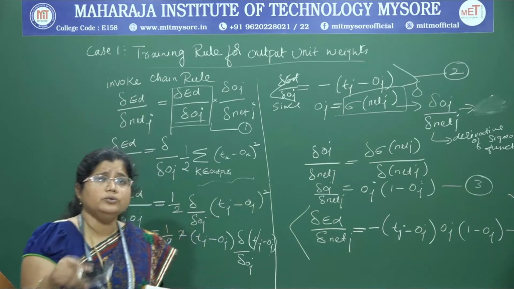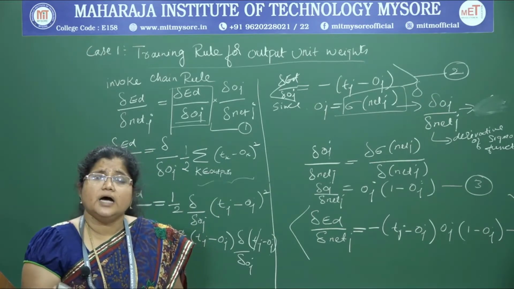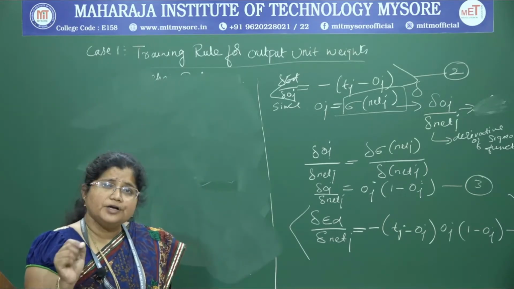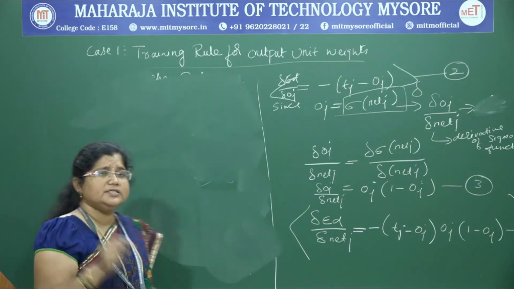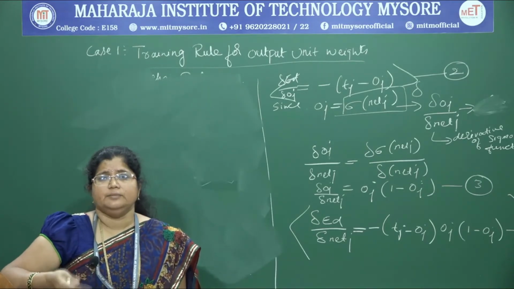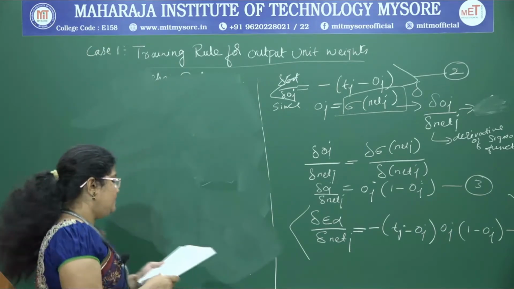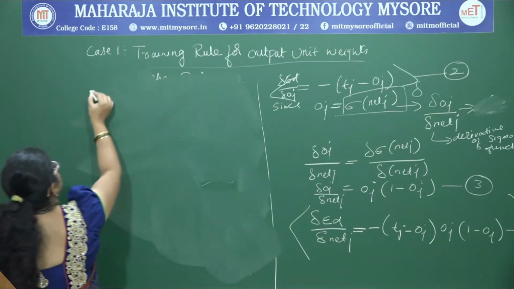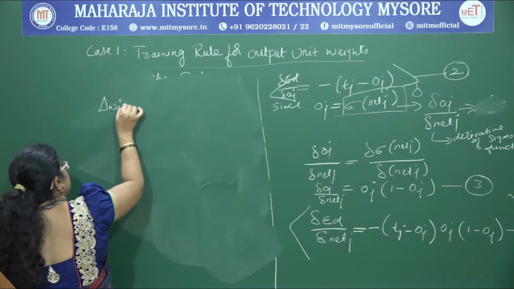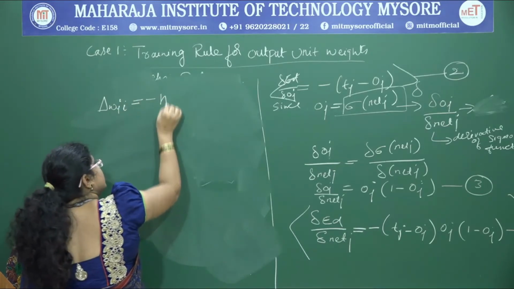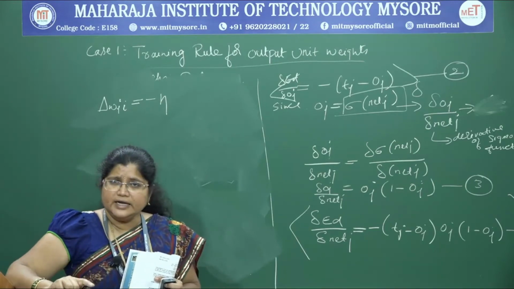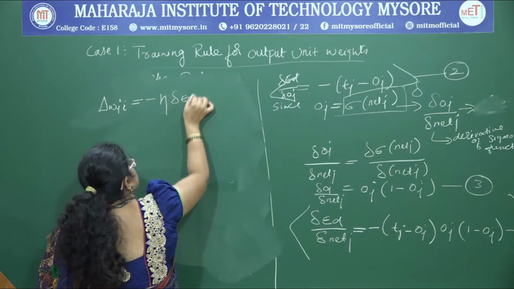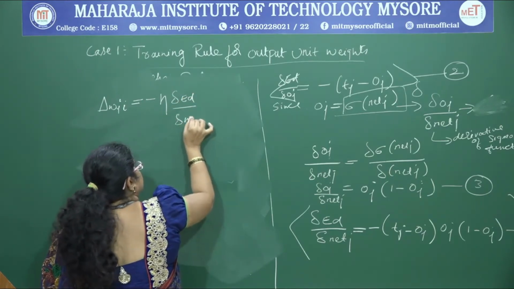Now let us look at how the weights are being updated at the output unit. For the stochastic gradient rule, we have an equation that says how the weights are being updated. That weight update is given, according to the stochastic gradient rule, by delta Wji equal to minus eta, where eta is the learning rate or stepping rate, times del Ed by del Wji.